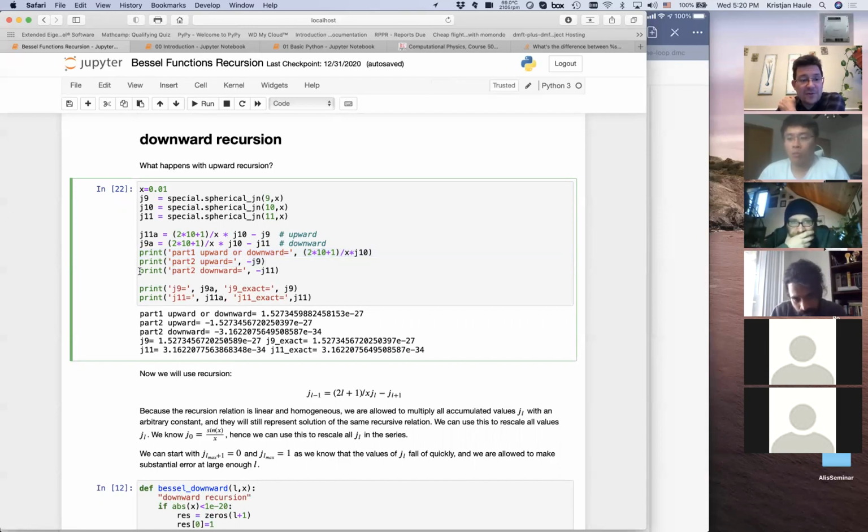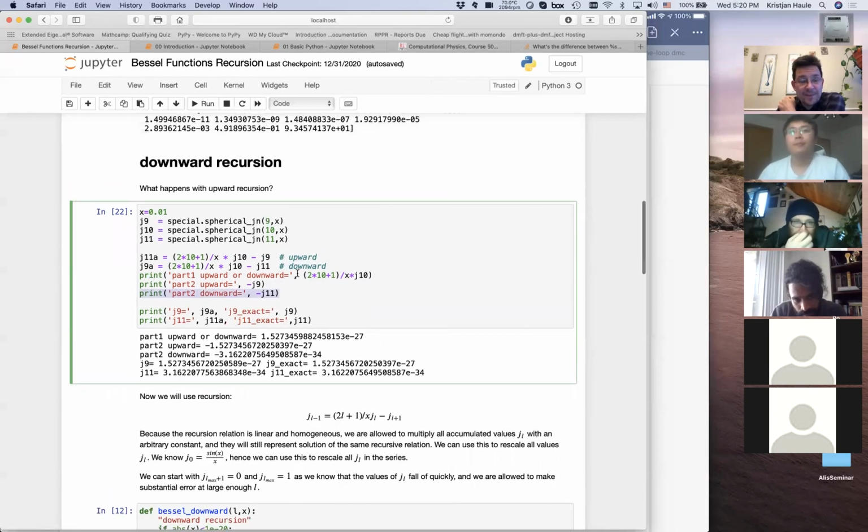Now, however, if we do the downward recursion, then it's a different story. We're calculating from J11 and J10 to J9. That's what downward recursion means. So we have J11, we have J10, and we need to calculate J9. How do we calculate that?